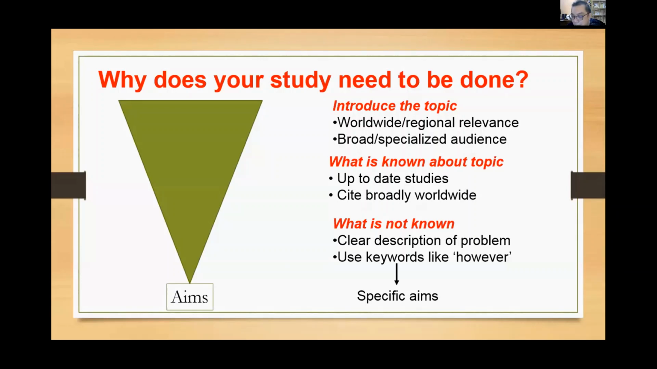Cite broadly, with references from all over the world if possible. What is not known? Clearly state your limitation, with a clear description of the problem and what the problem is, and use a keyword like "however", which then leads to our specific aim, the objective.